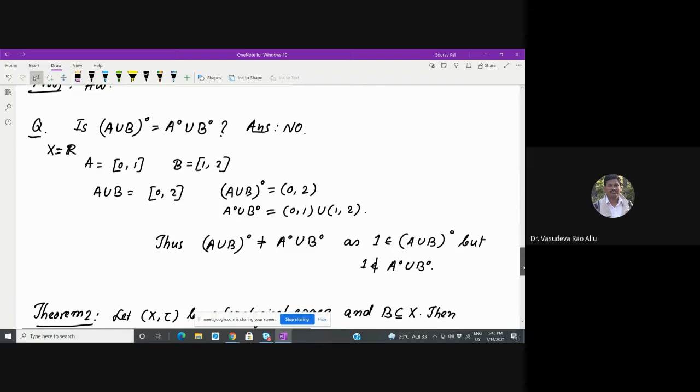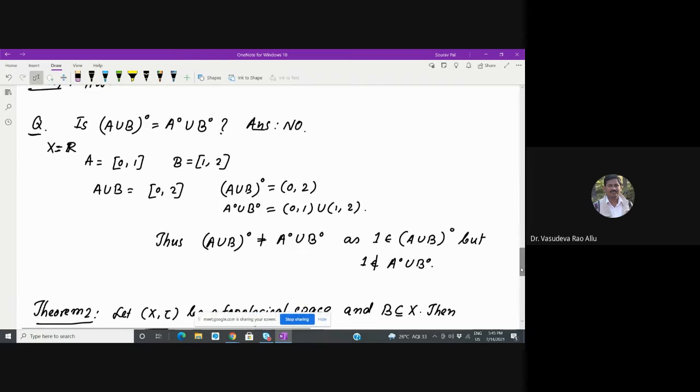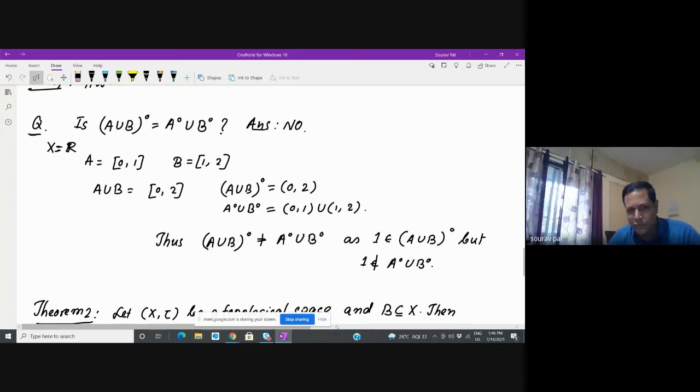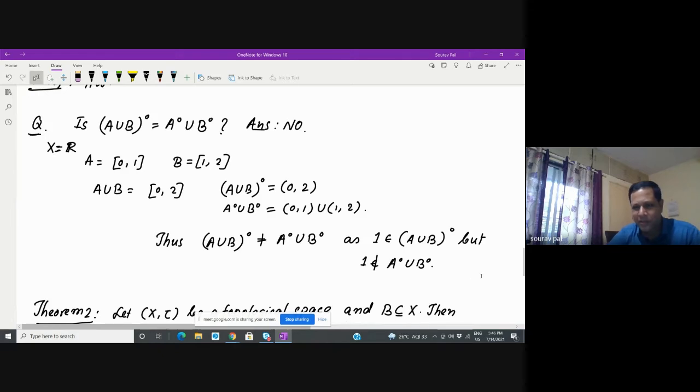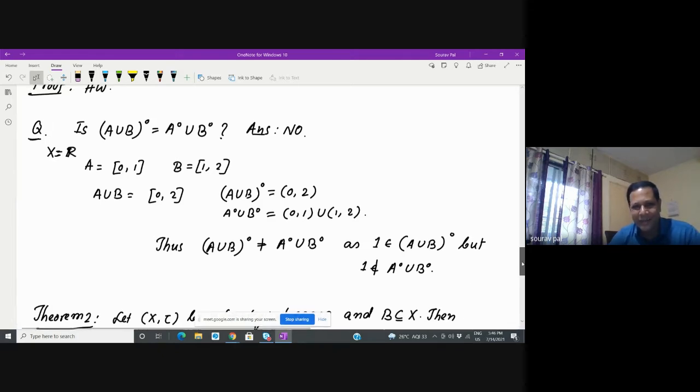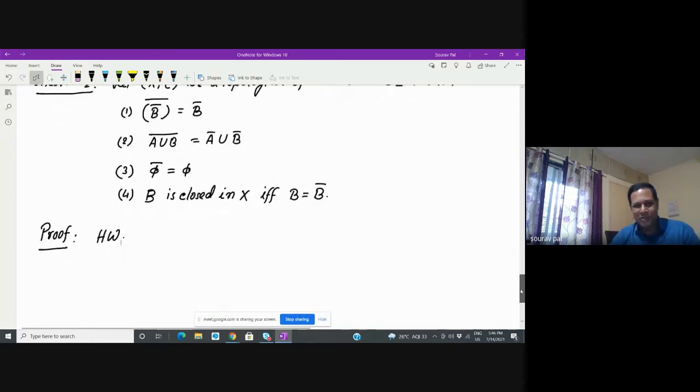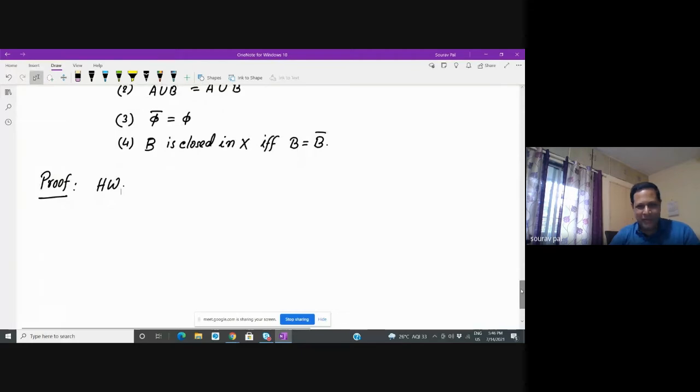Sir, I'm saying union of interiors is contained in the interior of the union. That is sure, but only the equality case he is telling. So what she is saying is that A union B interior is a subset of A interior union B interior. No, it's a superset actually, it's the other way. What she is saying is correct, but here we are talking about just equalities. Thank you, Manushi. That's a nice question.